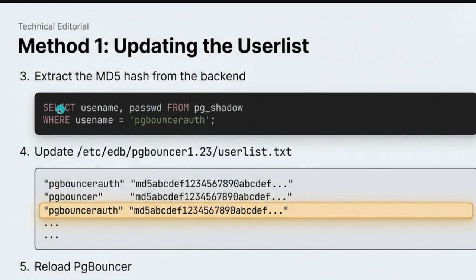For that, you just use this query: select username, password from the pg_shadow table. Once you get the details, you will get the MD5 like this. You are already aware of the user list, where you pass the username in double quotes and the password in MD5. Once you're done, you have to reload pgbouncer, because whenever you make an entry or any change in the user list, you need to reload pgbouncer. This is the recommended method.